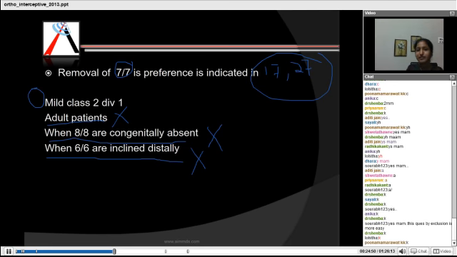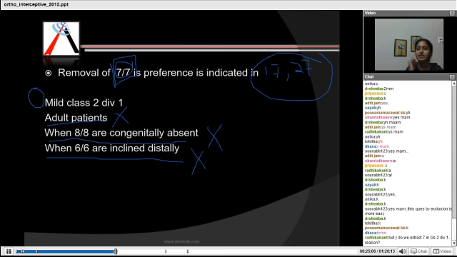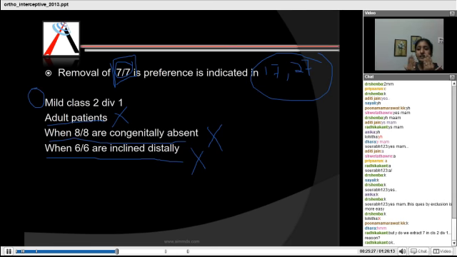Because this 7-7, I think it should be 1-7 and 2-7. You cannot extract 3-7 and 4-7. If you extract 1-7, 2-7, then your maxillary arch will go back. See Radhika, if you extract 1-7 and 2-7, your 1-6 and 2-6 will move distally. All your upper arch teeth will move distally. So when all the teeth move distally, you will get a better profile view. His class 2 division will be reduced. Getting me? Your teeth will move back.